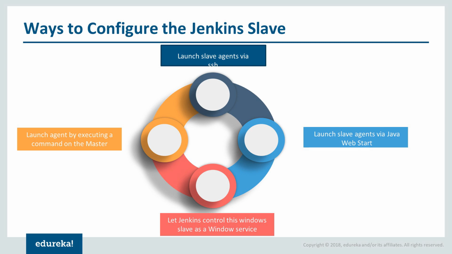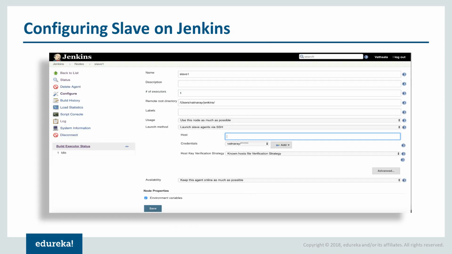The only precondition is if it is a virtual machine, it has to be up and running. You can't call a slave which has not been created or which has been shut down. If the machine is not up and running, you can't use this option called launch agent by executing a command on the master. This is the screen which is most commonly used when you click on configure a new slave. This is the page you are greeted with.